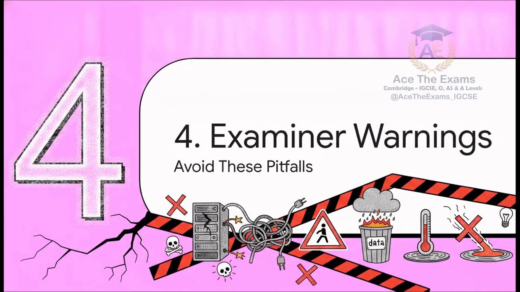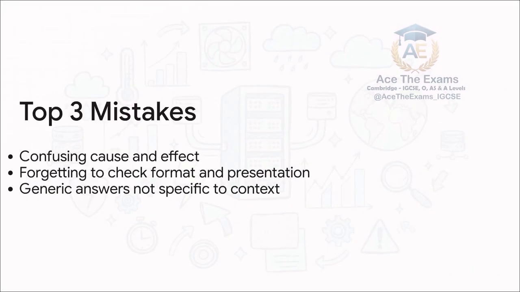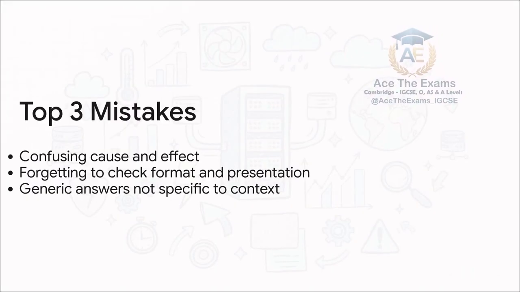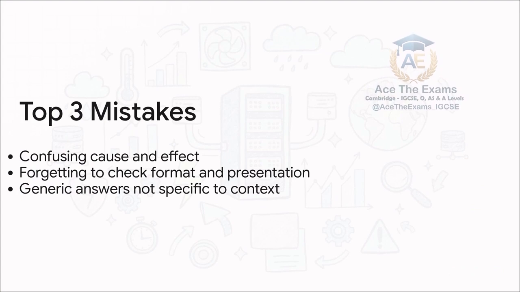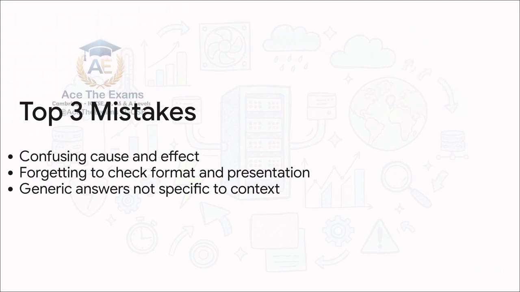Which brings us to section 4, avoiding examiner pitfalls. Okay, I need you to pay very close attention here. These are the exact places where past students have stumbled, crashed, and burned. This is pulled directly from the principal examiner reports, meaning this is exactly what the people grading your papers are complaining about year after year.